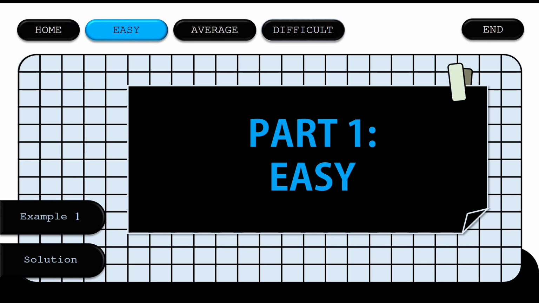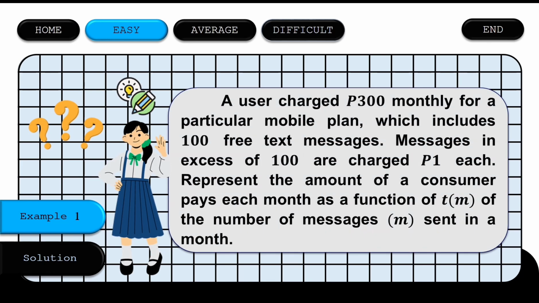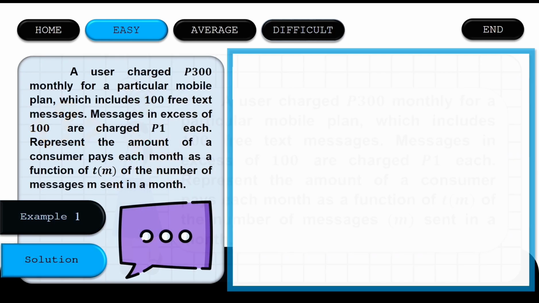Ito ay ang part 1 o easy problem. A user is charged 300 pesos monthly for a particular mobile plan which includes 100 free text messages. Messages in excess of 100 are charged 1 peso each. Represent the amount a consumer pays each month as a function of m, the number of messages sent in a month. Lagi nating tandaan na dapat nauunawaan natin ang given situation.